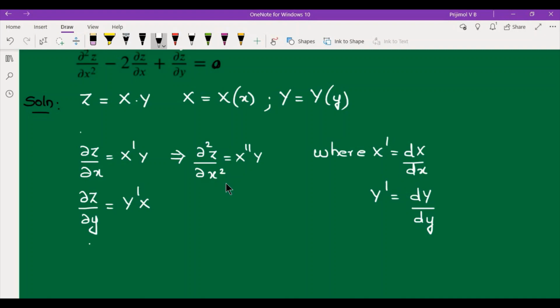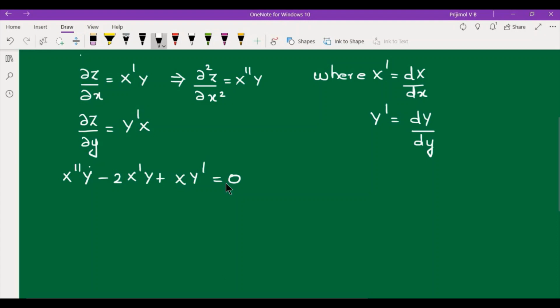After finding all these derivatives, let us substitute in our differential equation. So our differential equation now becomes X double dash Y minus 2X dash Y plus X Y dash equal to 0. Now we are going to bring the variables onto either side of the equation. This is done by simplification. Let us take Y common from the first two terms. So we get X double dash minus 2X dash into Y. Now bring this term to the right hand side, so we get minus X Y dash.